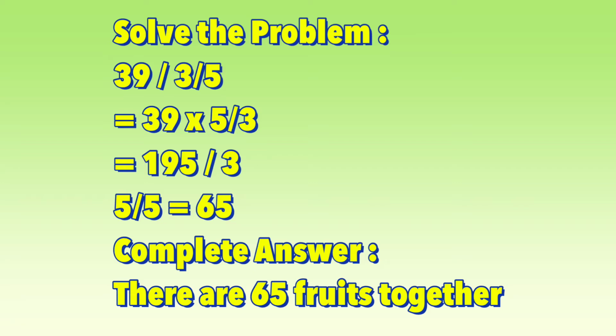If we're going to check our answer, the 3/5 equals 39. The 5/5 is 65. Reverse computation, we're going to minus: 65 minus 13 equals 26. And we're going to add 39 plus 26 equals 65. So therefore, our answer is correct.